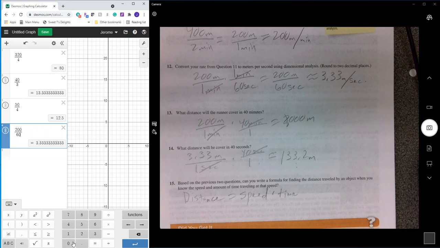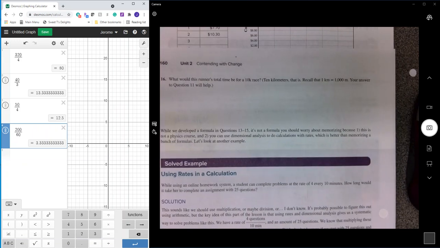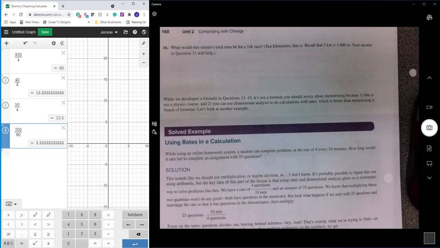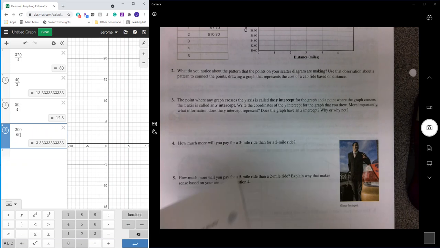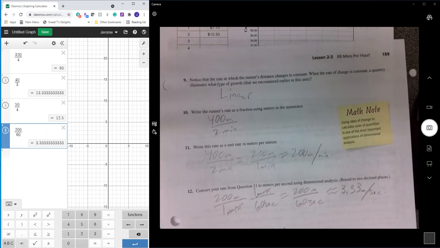All right, now we move over here to the next page. And at the top, problem 16, it says, what would this runner's total time be for a 10K race? 10 kilometers, that is. Recall that 1 kilometer is equal to 1,000 meters. Your answer to question 11 will help. So if we go back to question 11, it's 400 meters for 2 minutes.